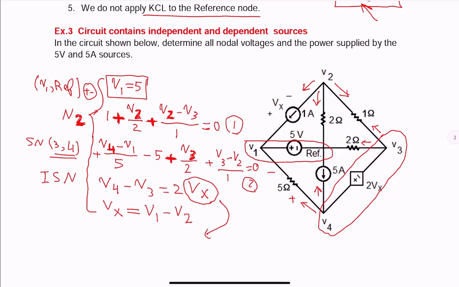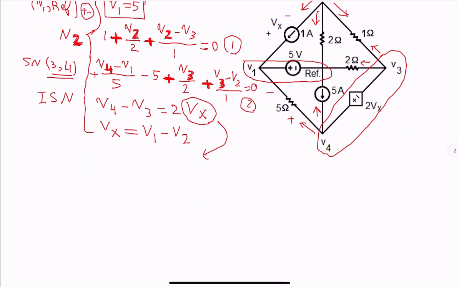So if in the last term, instead of V3 minus V2, we had V2 minus V3, we know we need positive V3, and we would quickly pick up that sign mistake. All right, let's substitute Vx in that equation.